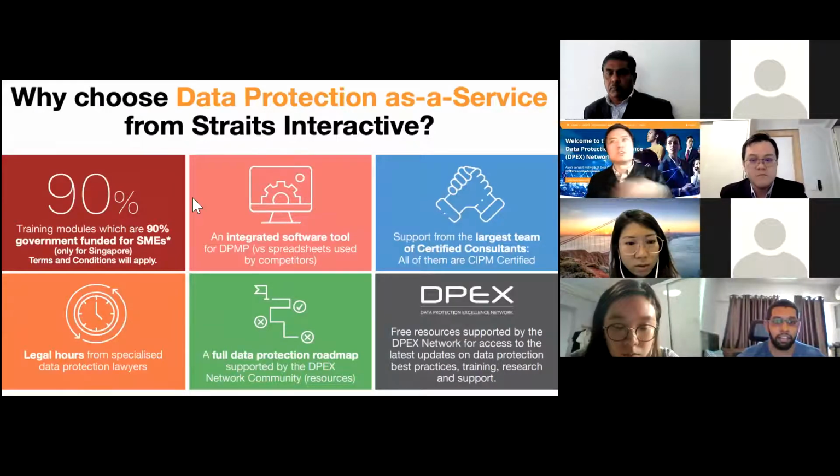So in short, the good news I tell you, there's up to 90% funding for training. You can get a tool to help you accelerate. Our whole point, our DNA in Data Protection Excellence Network, is to increase productivity and compliance, not to create more work. And you get supported by international certified consultants. You get access to legal, even within those packages I mentioned to you just now. We are the only one who can do that. We have a full data protection roadmap actually, even for yourself, which I'll talk about now in 2 minutes, okay?